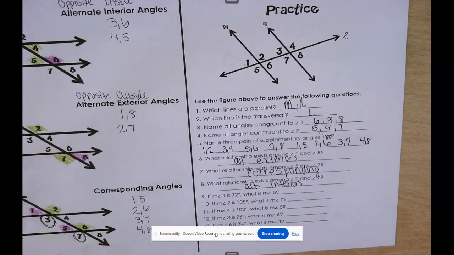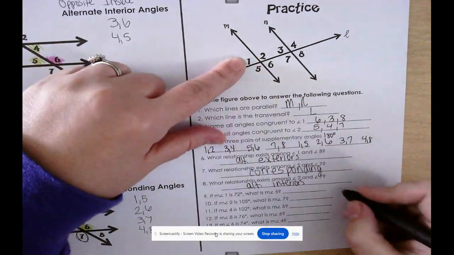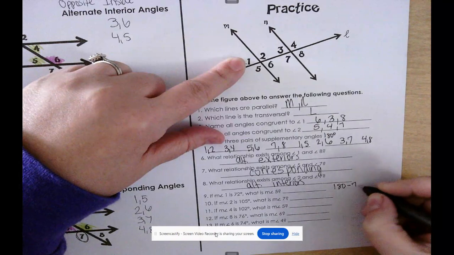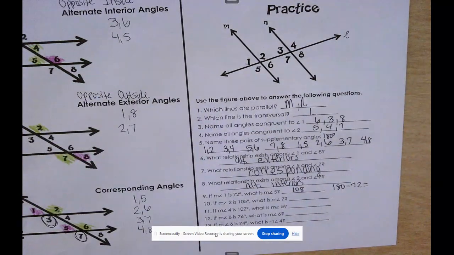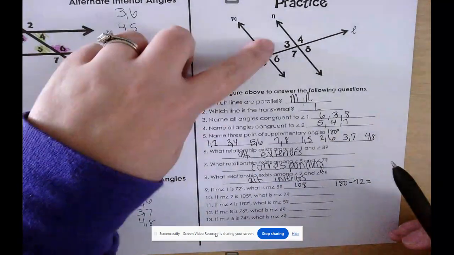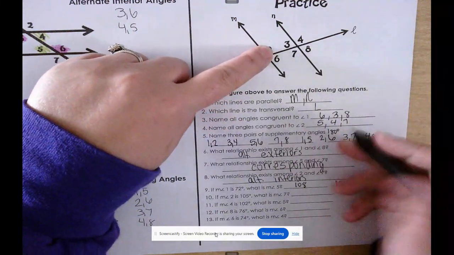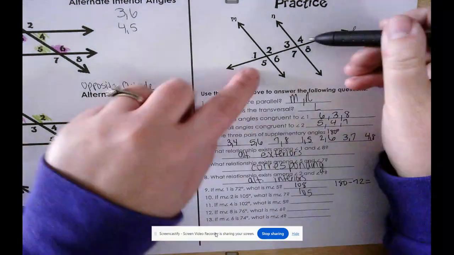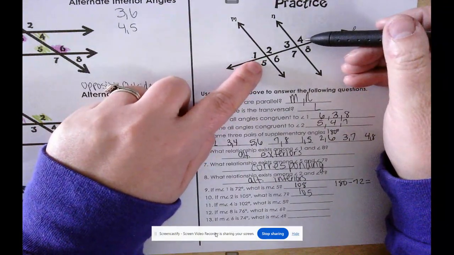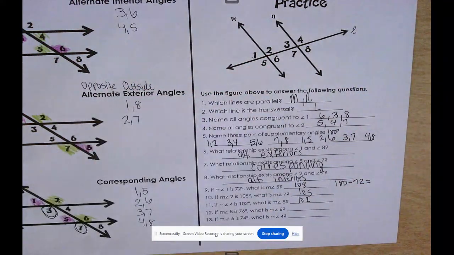On number 9, angle 1 is 72. What is the measure of angle 5? So since these are side by side, those are supplementary angles. So we're going to do 180 minus 72, and that's going to give us 108. If the measure of angle 2 is 105, what is the measure of angle 7? So 2 and 7 are alternate interior angles, and they are going to be the same measures. Angle 4 is 102. What is the measure of angle 5? 4 and 5 are alternate interior angles, and so those will also be the same numbers. So angle 5 is 102.